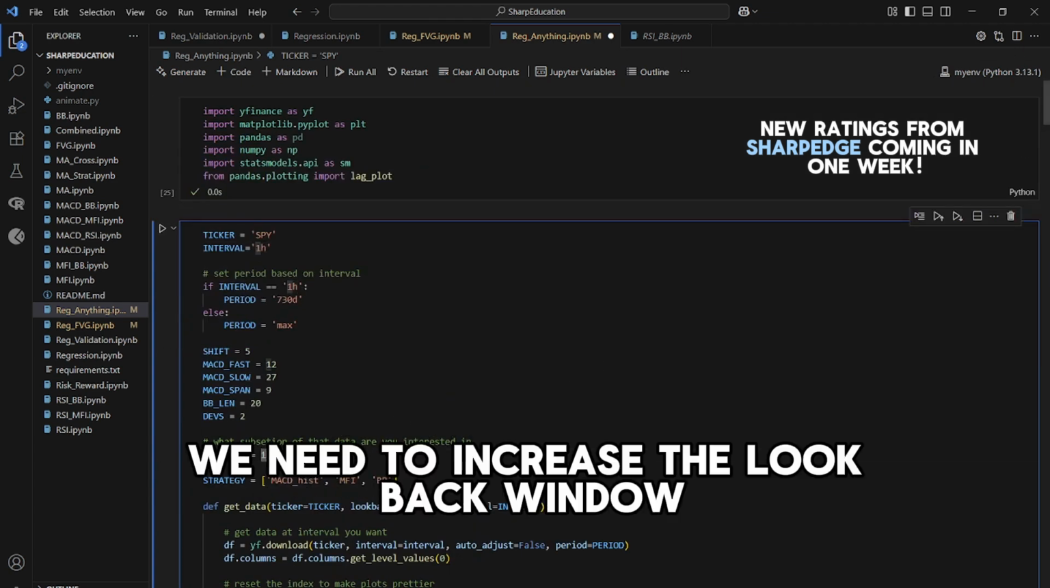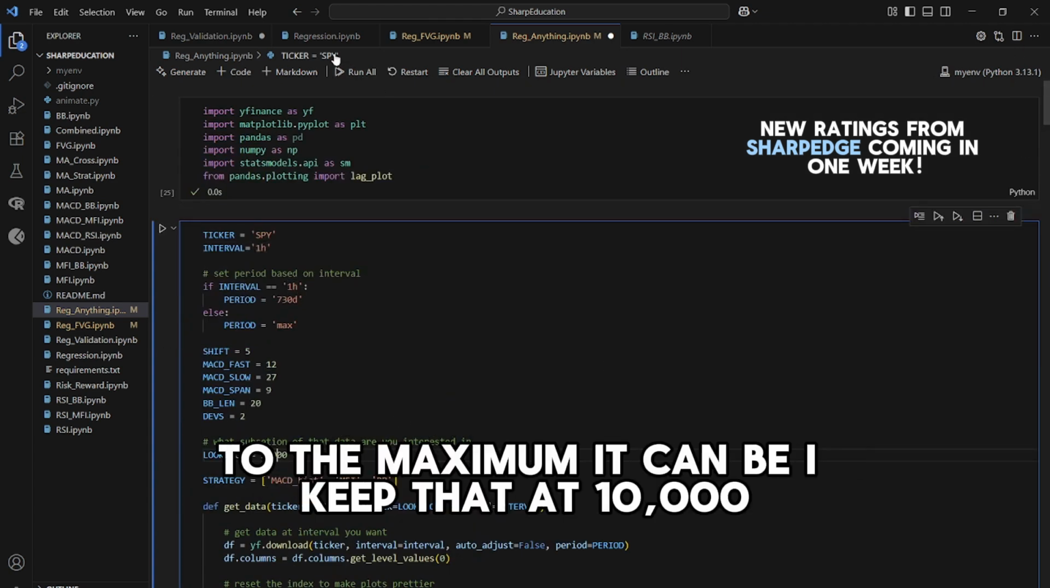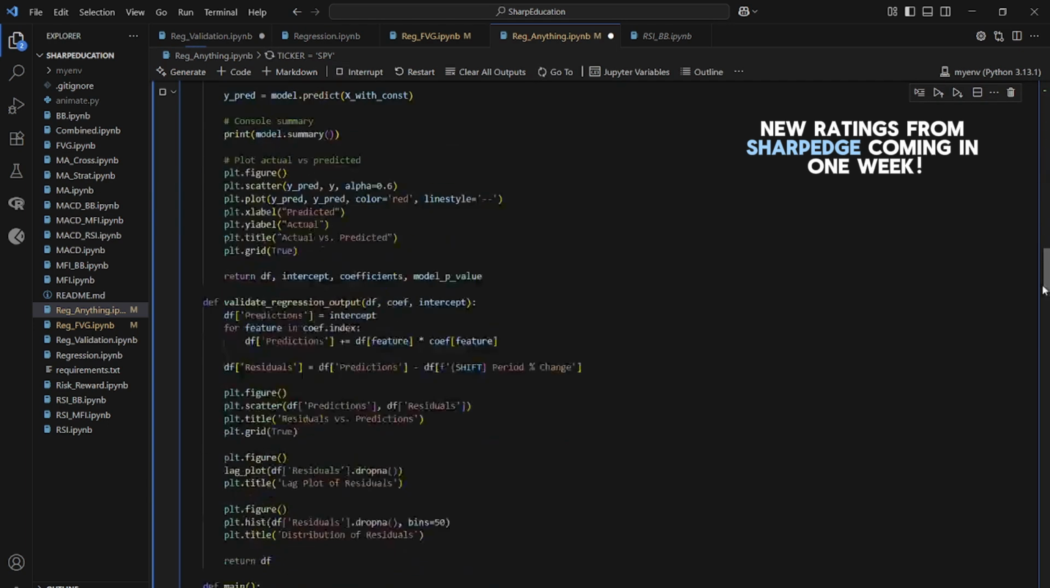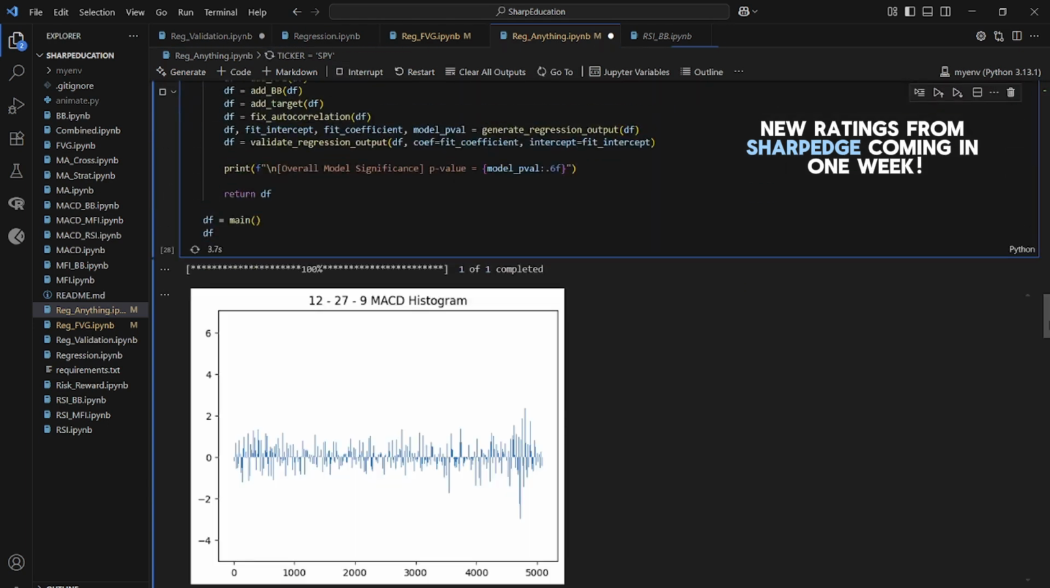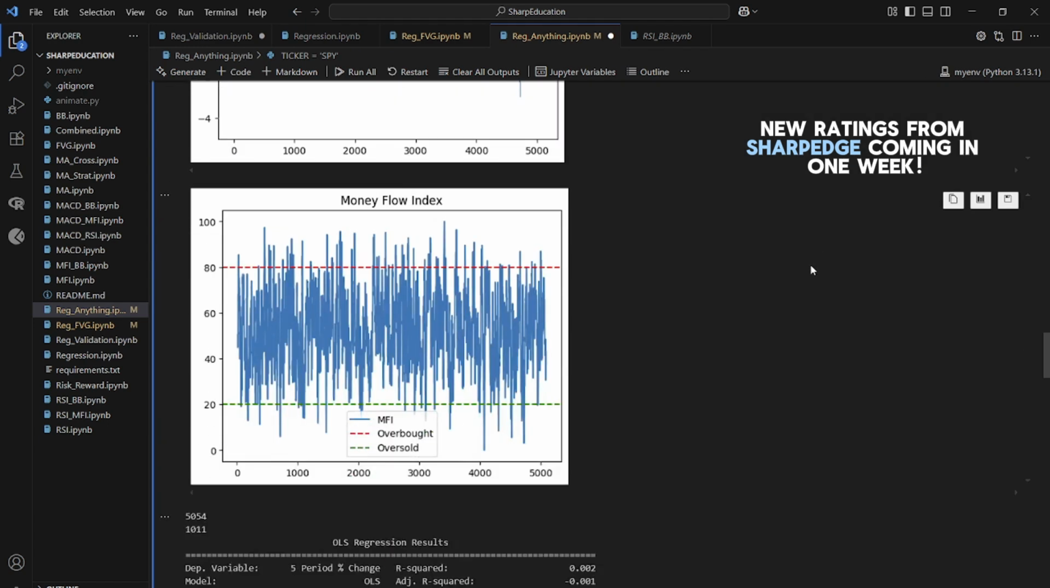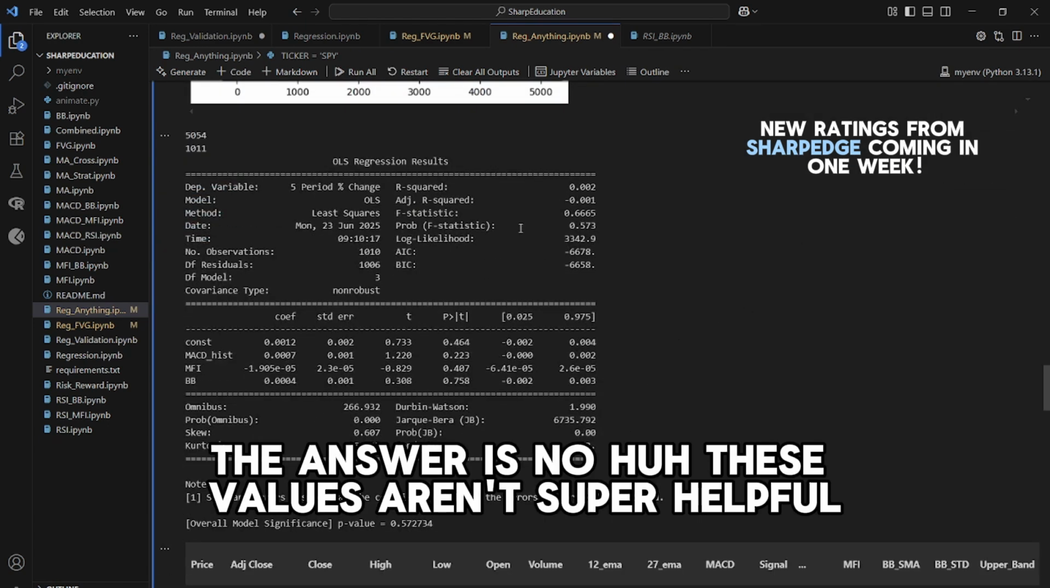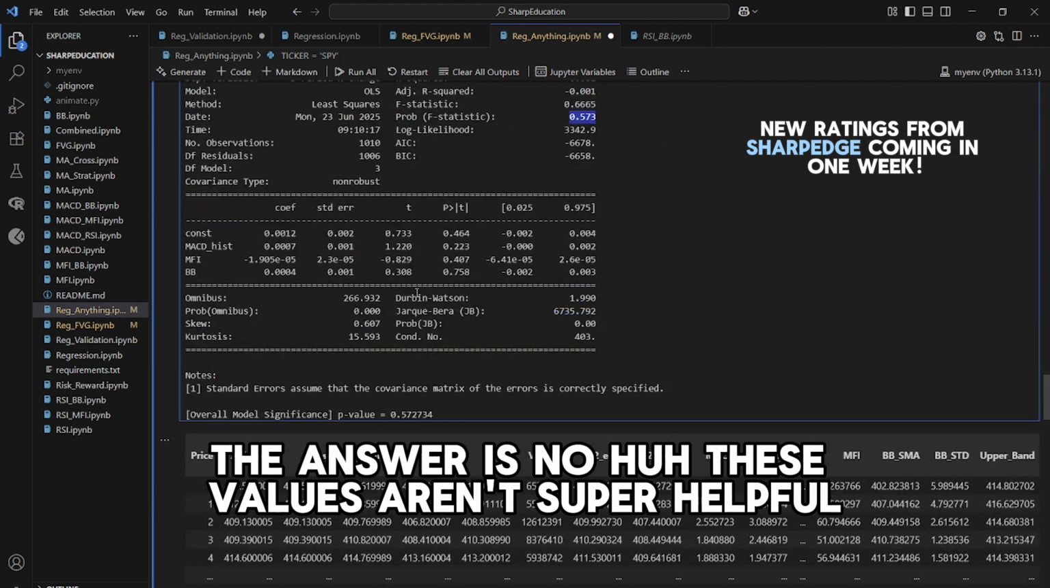We need to increase the look back window to the maximum it can be. I keep that at 10,000. And the answer is no. These values aren't super helpful.